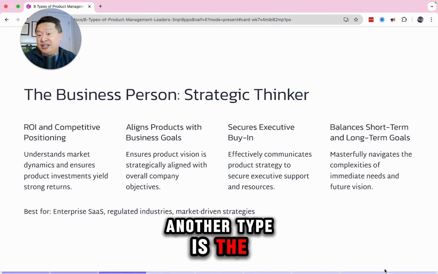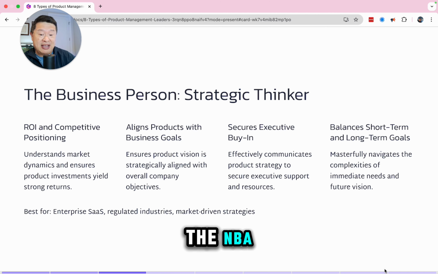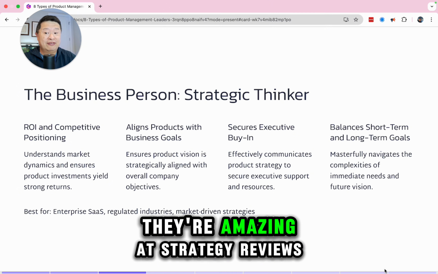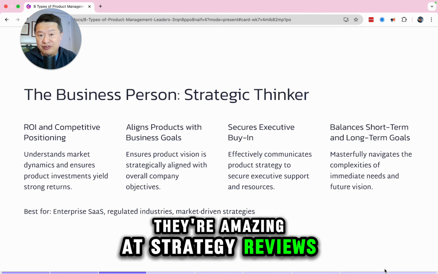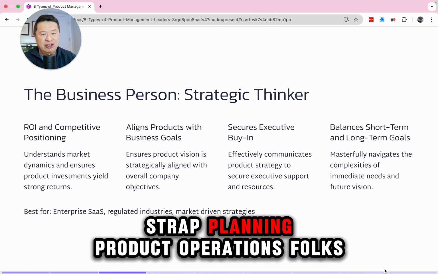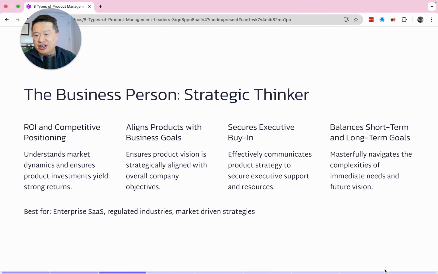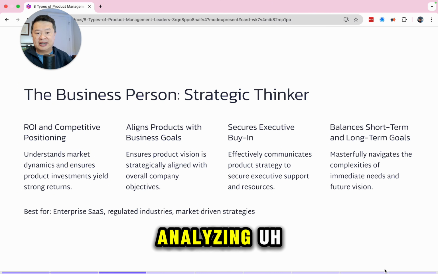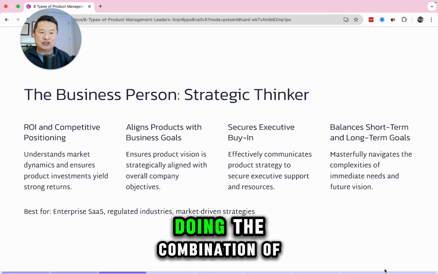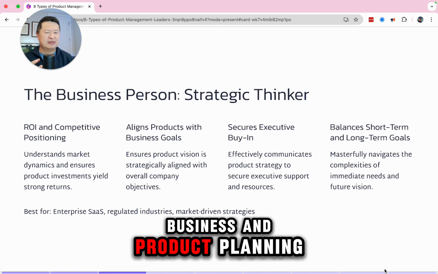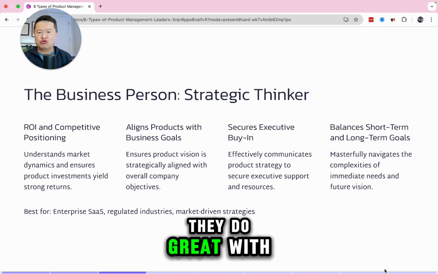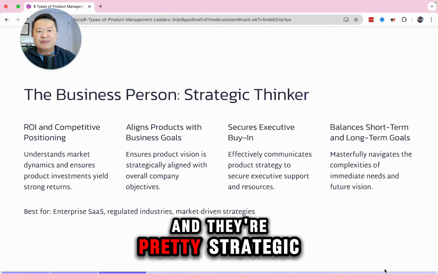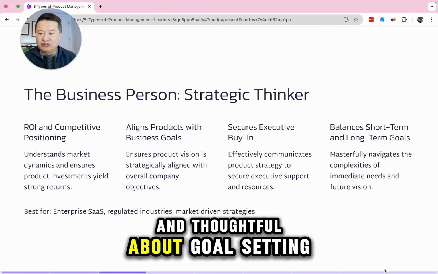Another type is the business person. This is like maybe the MBA, the former McKinsey, Bain, BCG person. They're amazing at strategy, reviews, strat planning, product operations folks. They are terrific at analyzing industries, doing the combination of business and product planning. They do great with SVPs and senior executives, and they're pretty strategic and thoughtful about goal setting.